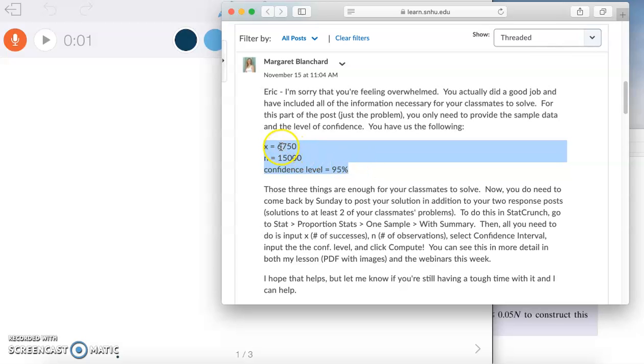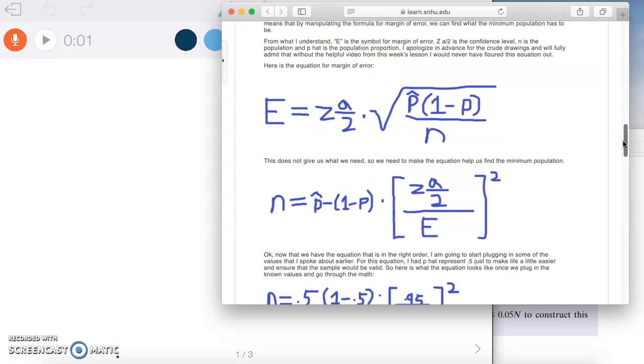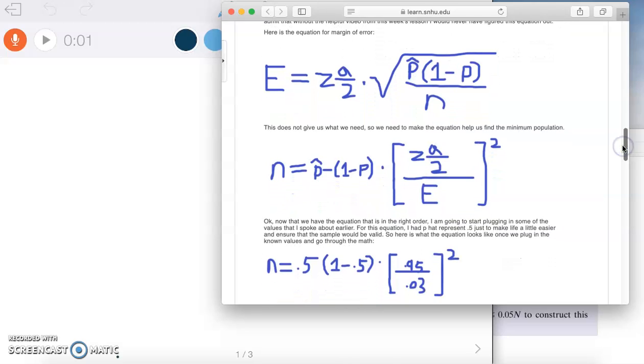We have x equals 6750, and remember, that's the number of successes, n equals 15,000, and your confidence level is 95%. I saw that you used quite a few of these numbers to find the upper and lower limits. I'm not quite sure where you got the formulas from, but I want to make sure it's really clear what we need to do.